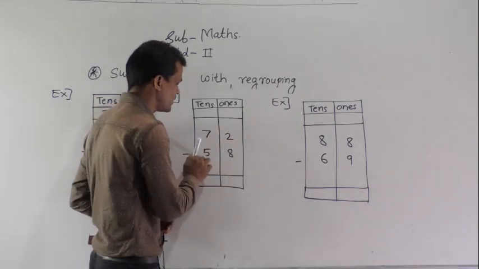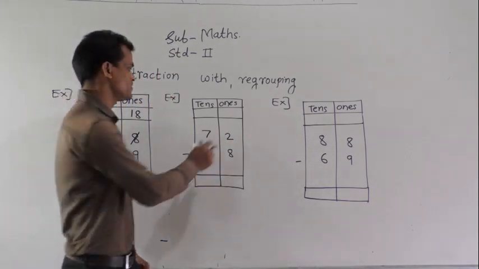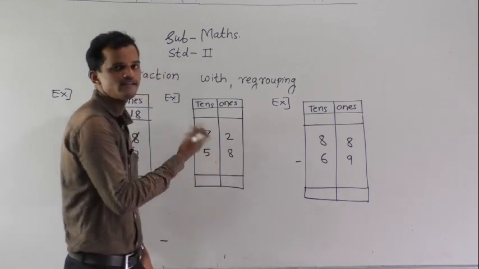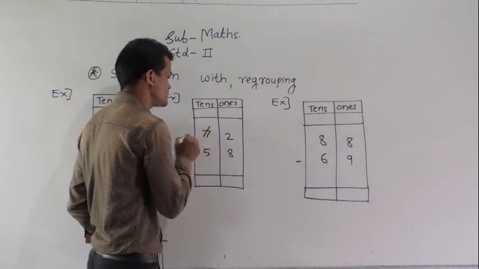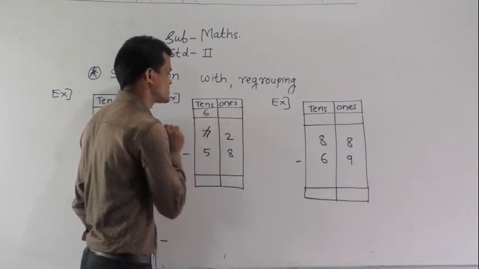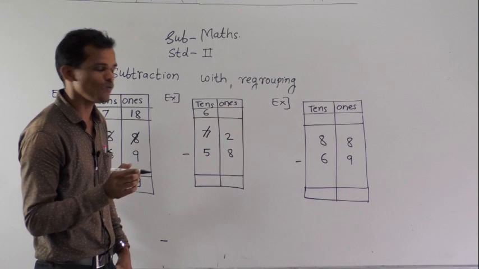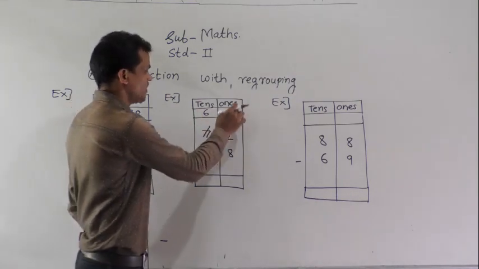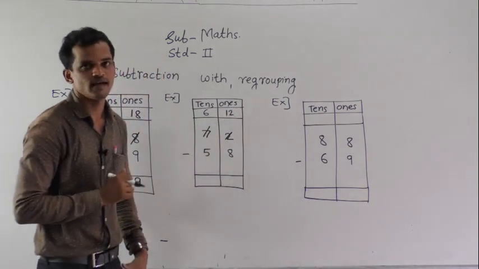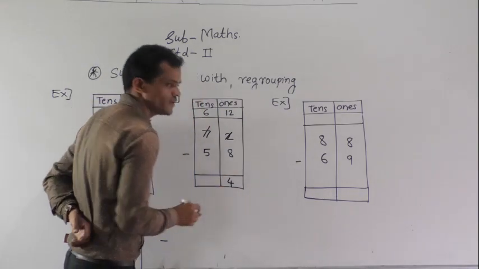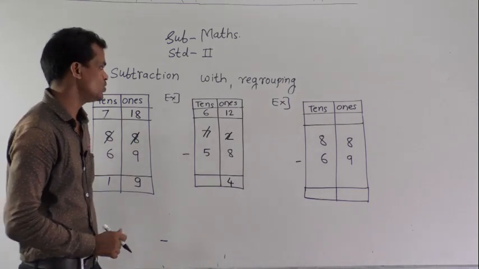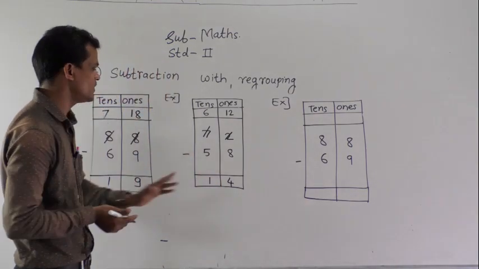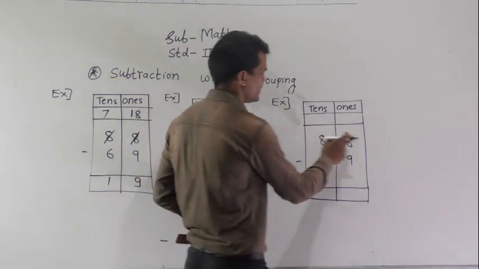Next example, 72 minus 58. 2 minus 8 is not possible, because 2 is a small number and 8 is bigger than 2. So regroup this 7 tens into 6 tens and 10 ones, and add the 10 ones to the 2 ones, so we get 12 ones. Now subtract: 12 minus 8 is equal to 4. Then 6 minus 5 is equal to 1. 14 is the answer.